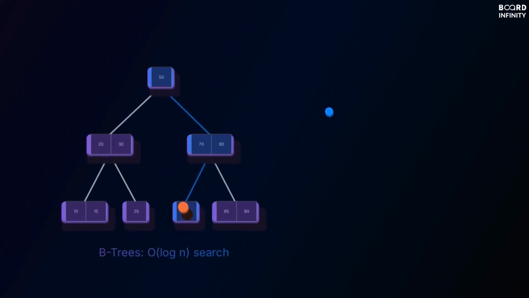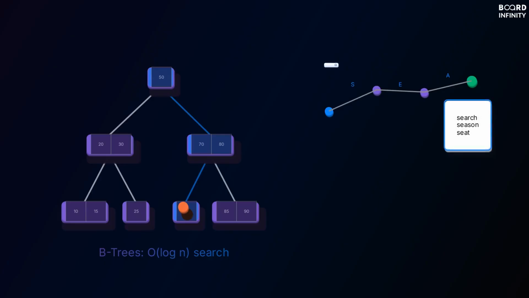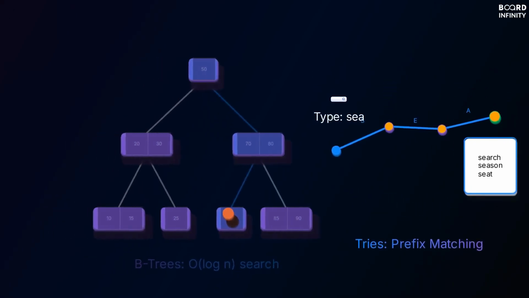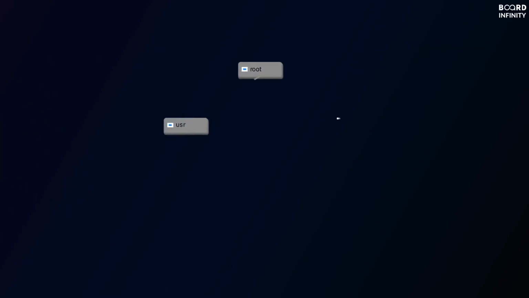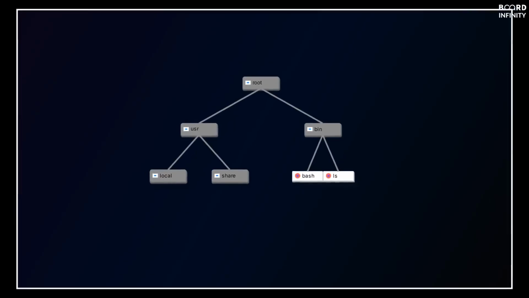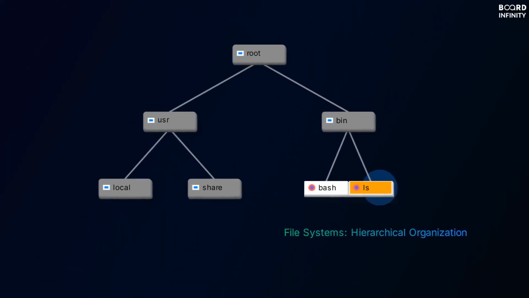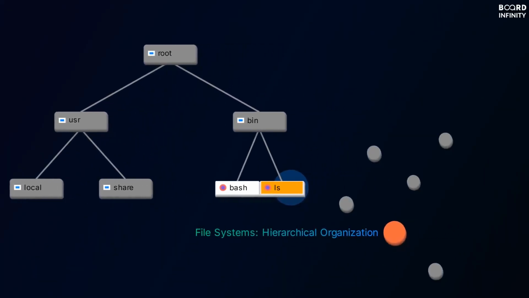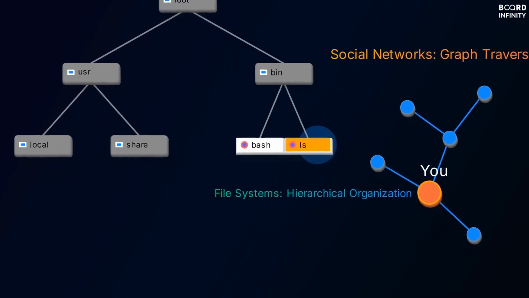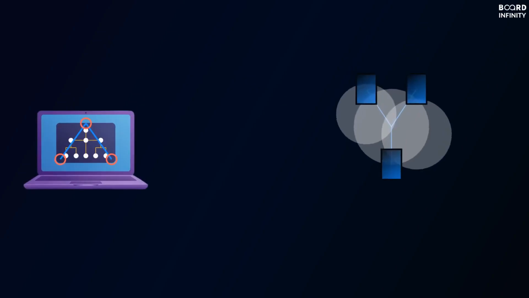Search engines use tries to organize strings hierarchically, enabling instant autocomplete and prefix matching across billions of documents. Every operating system uses tree structures to organize files. Without trees, finding a file would require scanning millions of entries sequentially. Social networks use tree-based traversal algorithms to find friend-of-friend connections and suggest new connections efficiently. The file system you navigate every day is just the beginning. Trees scale from your local machine to global infrastructure.